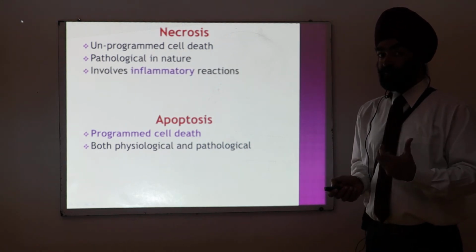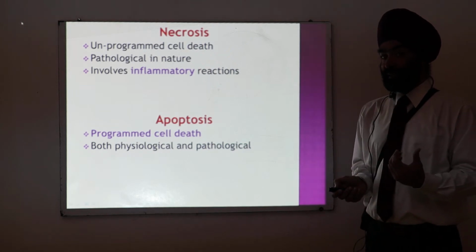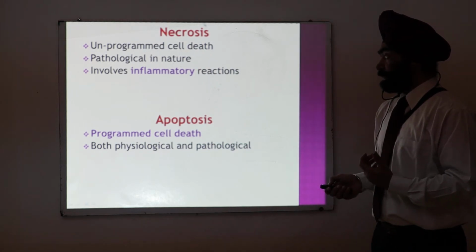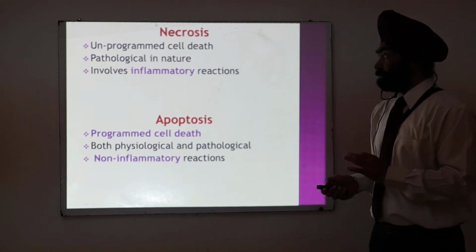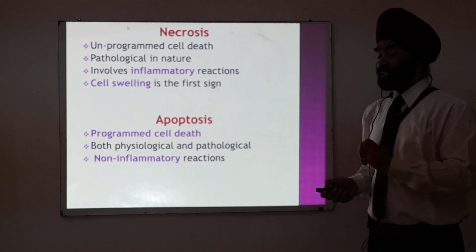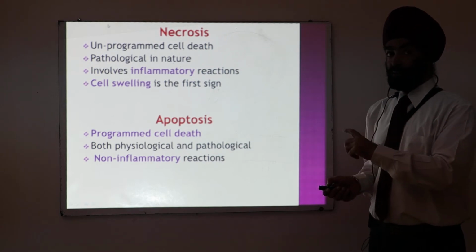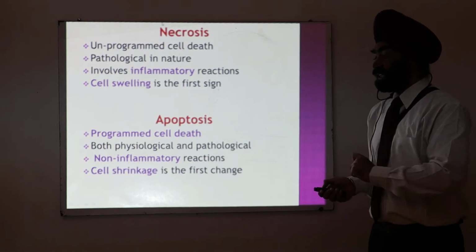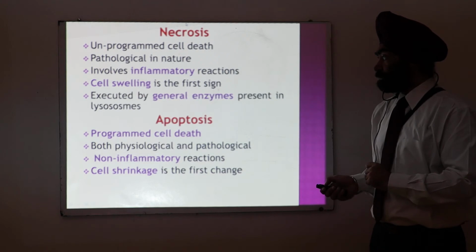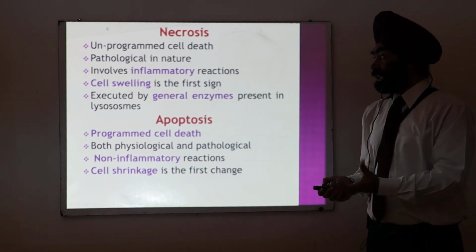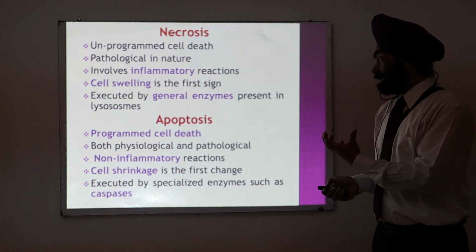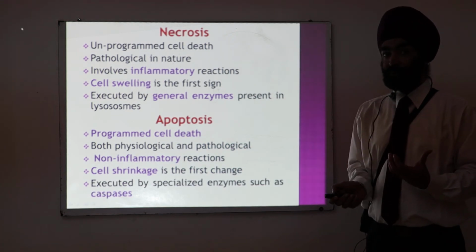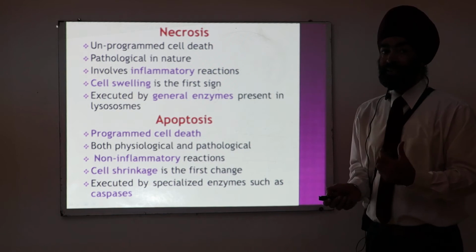Necrosis involves inflammation. We will discuss inflammation in detail in subsequent lectures, but in apoptosis there is no inflammation. Cell swelling is the first sign in necrosis. In apoptosis, cell shrinkage is the first sign. Necrosis is executed by general enzymes. Apoptosis is carried out by specialized enzymes, particularly those called caspases.